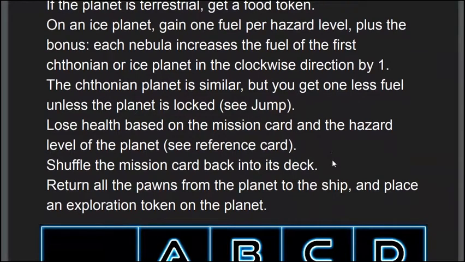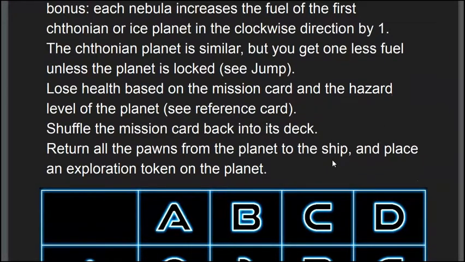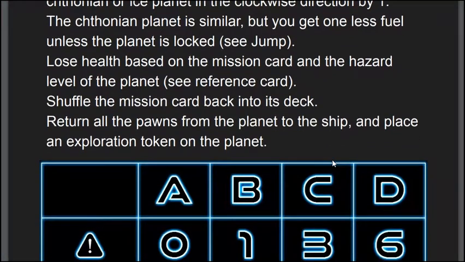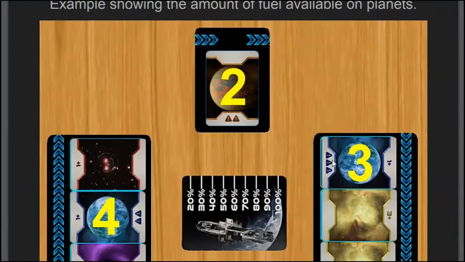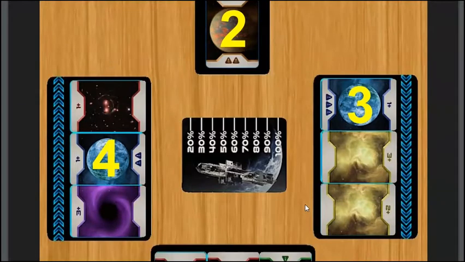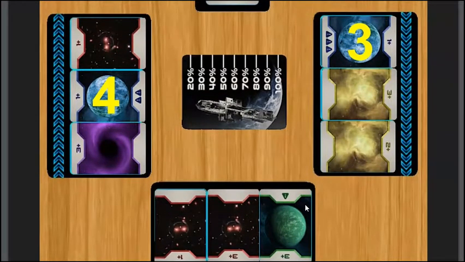Okay, nebulas increase the fuel for the first. Okay. Yes, this feels super convoluted to keep track of. Maybe that's sort of the point. Maybe it's supposed to be sort of obstructed, like how much of everything there is, and you want people to have to think about it.